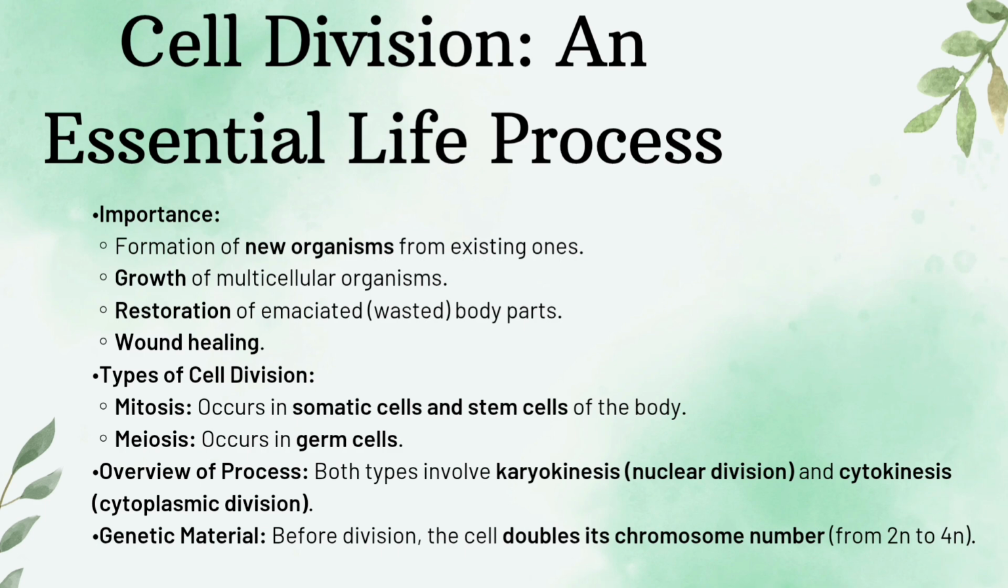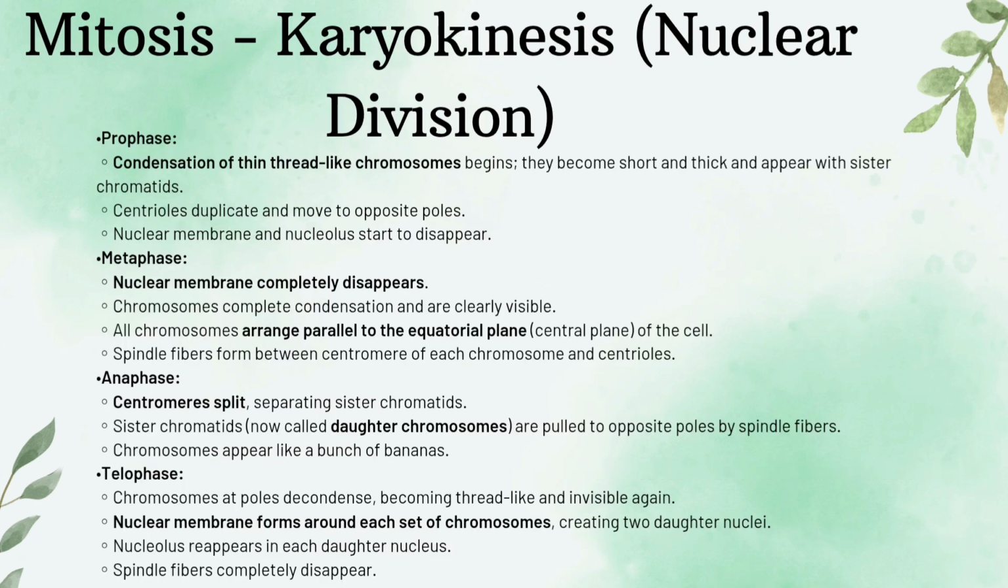Cell division is vital for growth, healing, and reproduction. There are two main types: mitosis, which occurs in body cells, and meiosis, which forms gametes. Before division, the cell duplicates its chromosomes to maintain genetic balance. Mitosis starts with prophase, where chromosomes condense and the nuclear membrane fades.